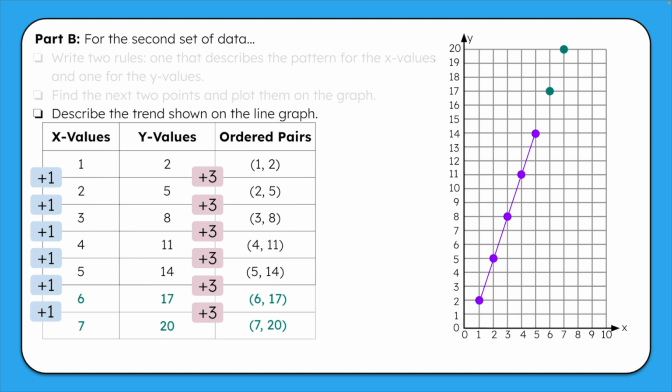To answer the last question, let's connect our 2 new points to continue the line graph. What trend do we see? Is the line increasing, decreasing, or staying the same? The line and values are increasing, so that's the trend in our data.